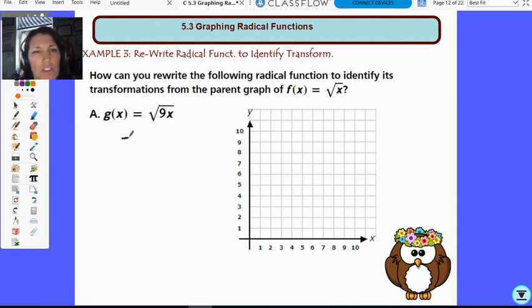So the first thing we're going to do is just separate it: the square root of 9 and the square root of x. The square root of 9 is 3, so 3 square root of x. Now we can tell what our graph is and what the transformations are. We have a stretch of 3.